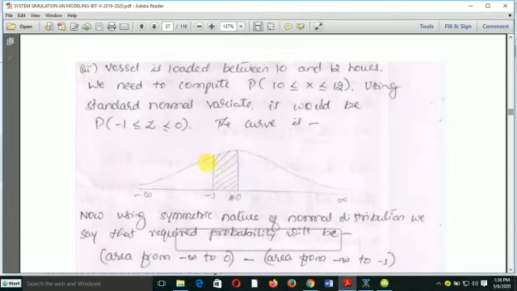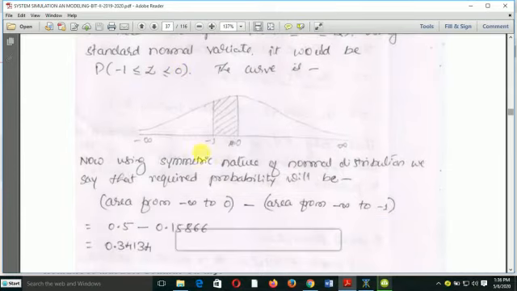So the curve will be like this. We have minus infinity and plus infinity. I have -1 here, and 0 from here to plus infinity. In between them, we have the probability between -1 and 0, which means between 10 hours and 12 hours.